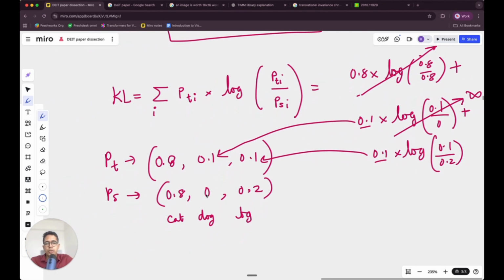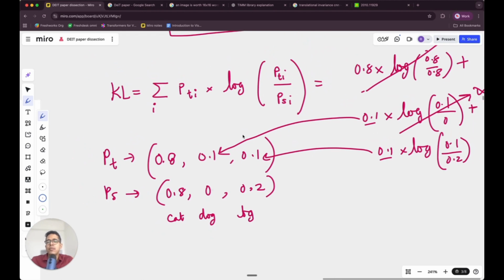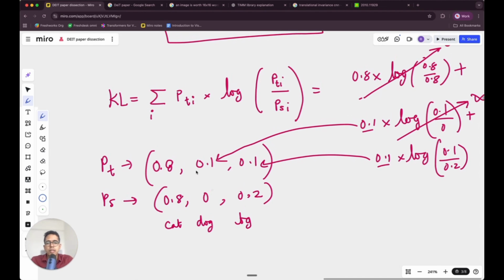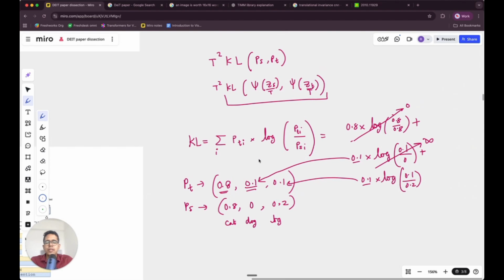No model is going to predict exactly 0. This will be a very small number, but you are penalizing the model for making such a confident prediction. This is a confident prediction. When a model says 1 or 0, it's a confident prediction. So you are penalizing the model for that, because although the teacher thinks this is 80% a cat, the teacher is still assigning 10% likelihood for the image to be a dog. The student is not doing that, and that's the wrong thing. That's why we are penalizing it heavily. So this is how the KL divergence looks like.